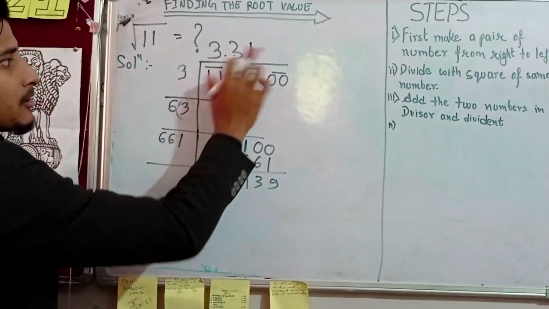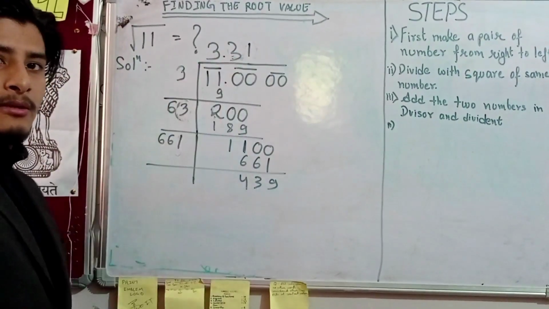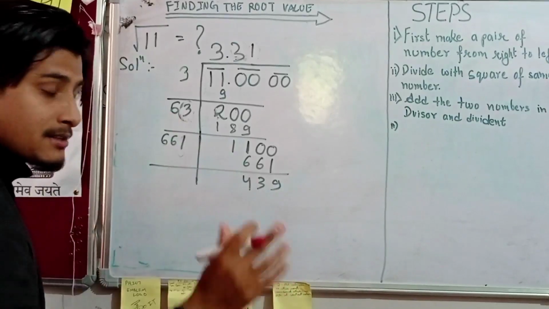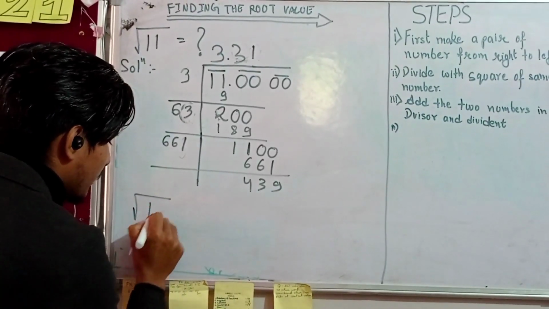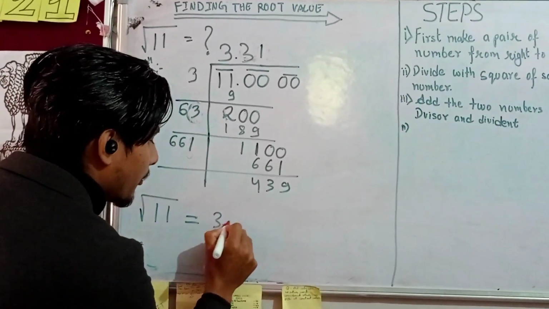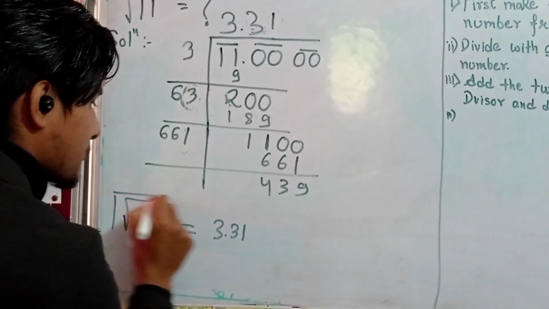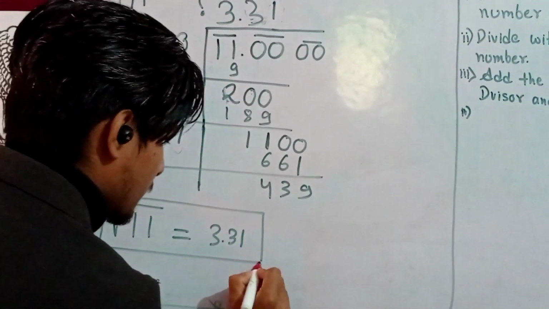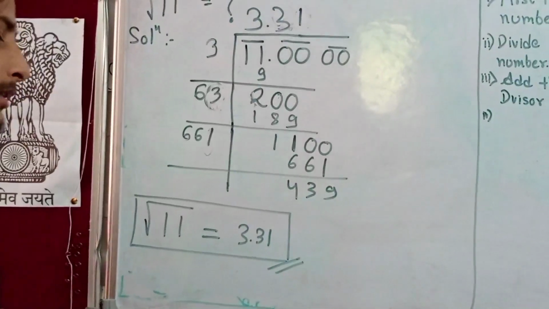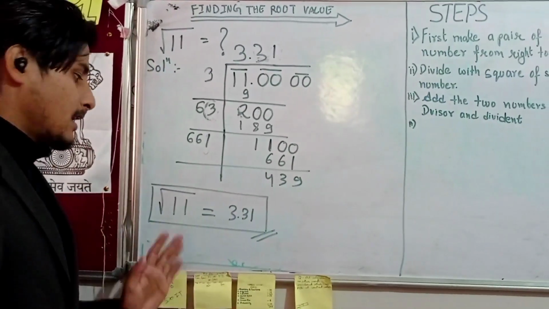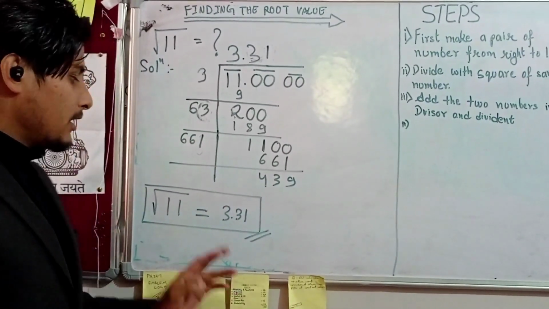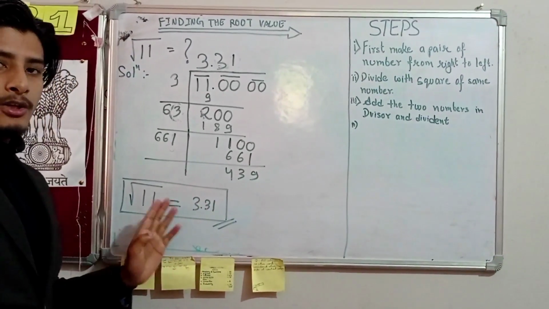So now after the point I just found my 2 digit minimal number. So the answer for the root of 11 will be 3.31. So this is my answer. This is for the 2 digit. Okay, so 3.31 is for the 2 digit. So the answer is, root of 11 is 3.31.